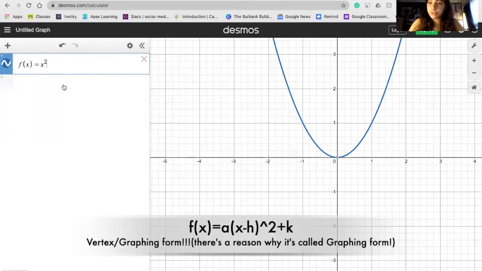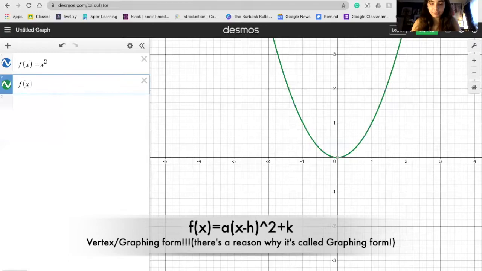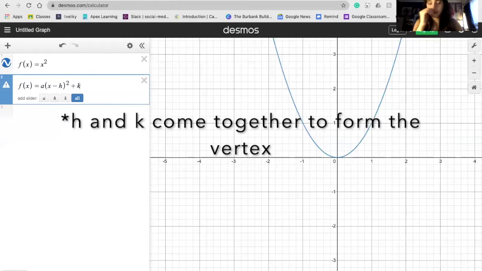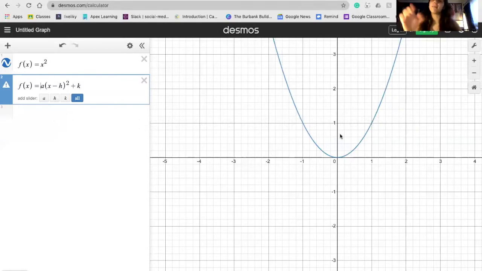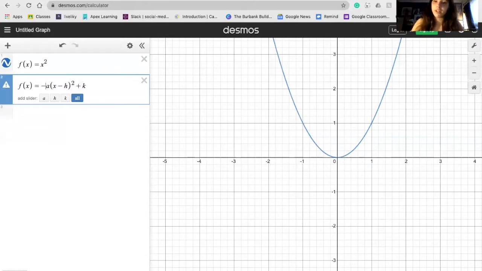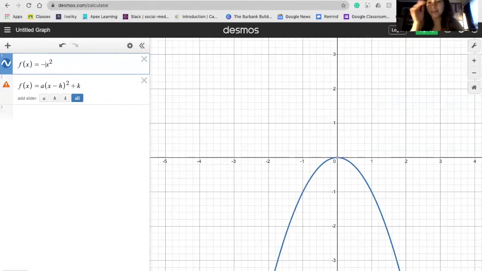So if we launch into vertex form, this is what it's going to look like: a parentheses x minus h squared. So h and k in a quadratic represent the vertex. The vertex is either the lowest or the highest point on a parabola. Since our a is positive, our parabola is facing upward, and the vertex is the lowest point. But if we had a negative a, then our parabola would face downward, and our vertex would be the highest point, connecting the two infinite lines, or curves, I suppose.